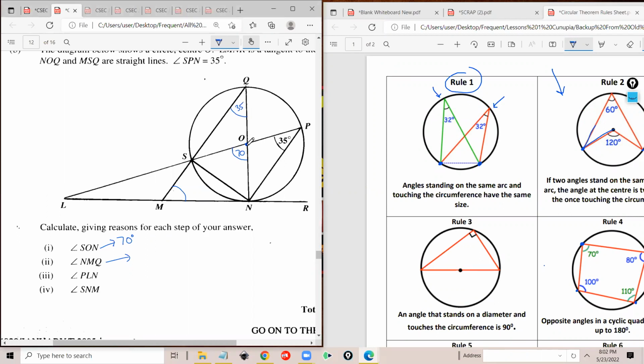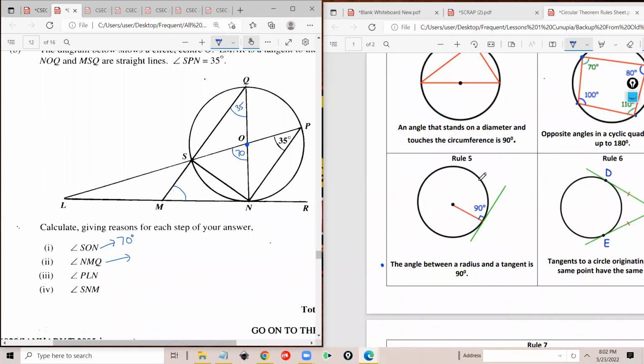Now, O is the center of the circle. So from here down, here is a radius from O to N, and then we have a tangent. The angle between a radius and tangent is always 90 degrees. So you all see a big triangle here. It just happens to be a right angle triangle, M, Q, N back to M. And all the angles in a triangle add up to 180.